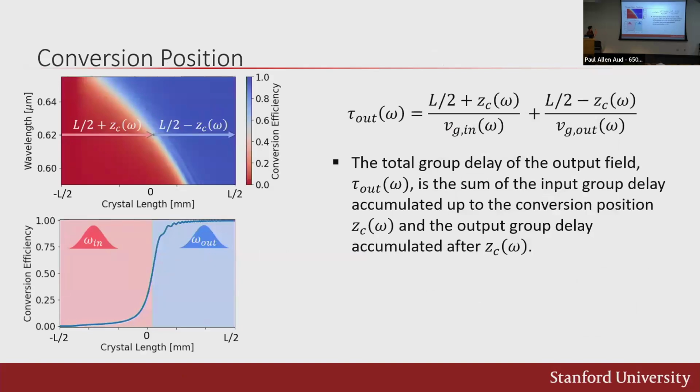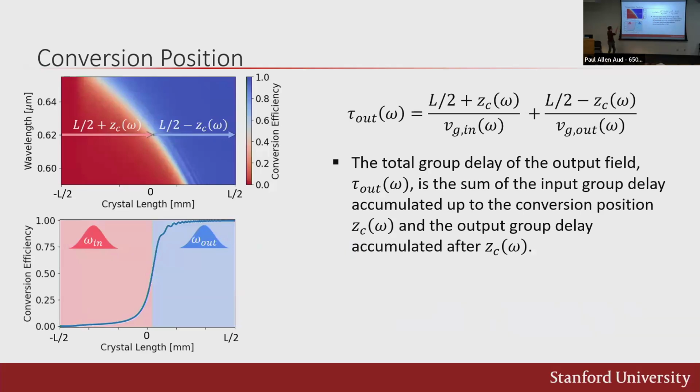All right. In our case, where we're doing sum frequency generation, our input wavelengths are all of these red wavelengths here. I can write down the total group delay for each of my frequencies. That's how much time it took my input wavelength to go through this device, convert to the output wavelength, and then make it to the end of the device. That's given by this expression here. It's the total time it took each wavelength to get to this conversion position, plus the total time it took each output wavelength to get to the end of the device. So it's really simple.